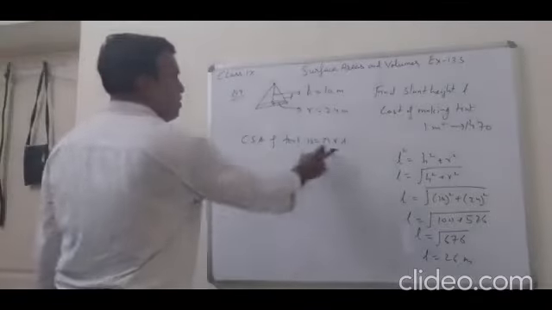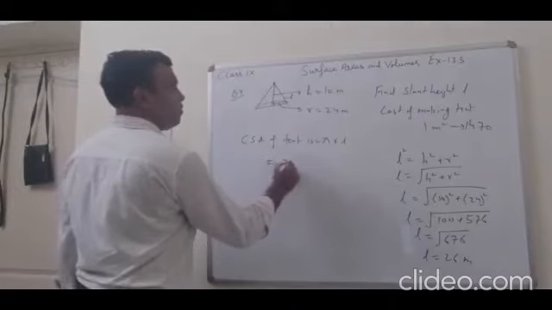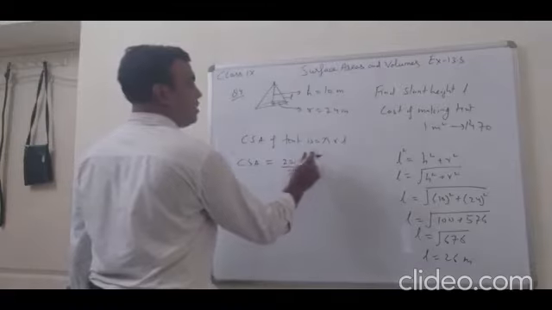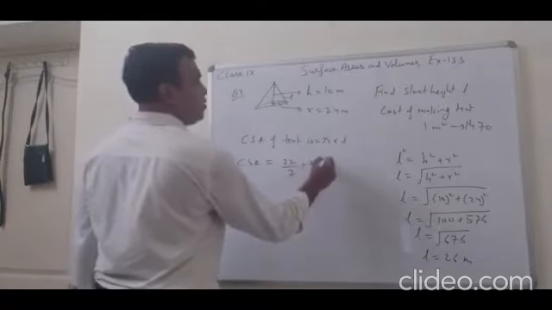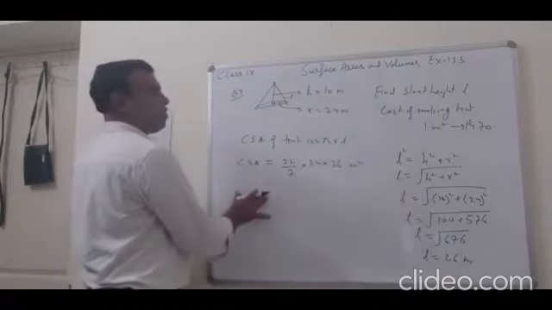Now, what is the CSA of tent? 22/7 into r is 24 into 26 meter square. This is the CSA of tent.